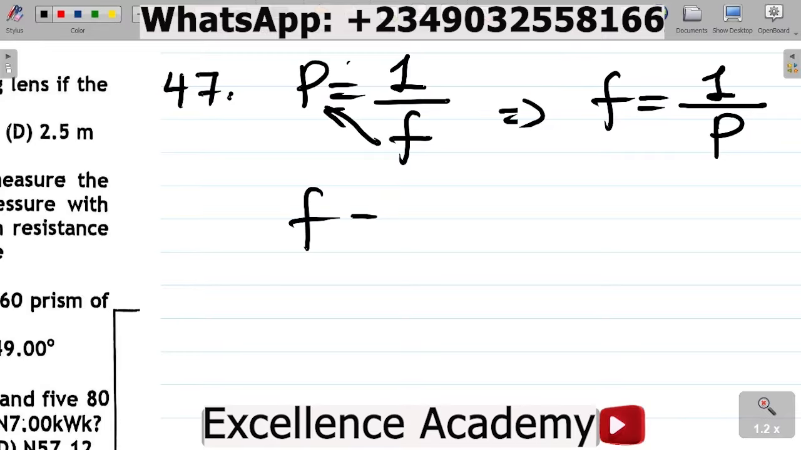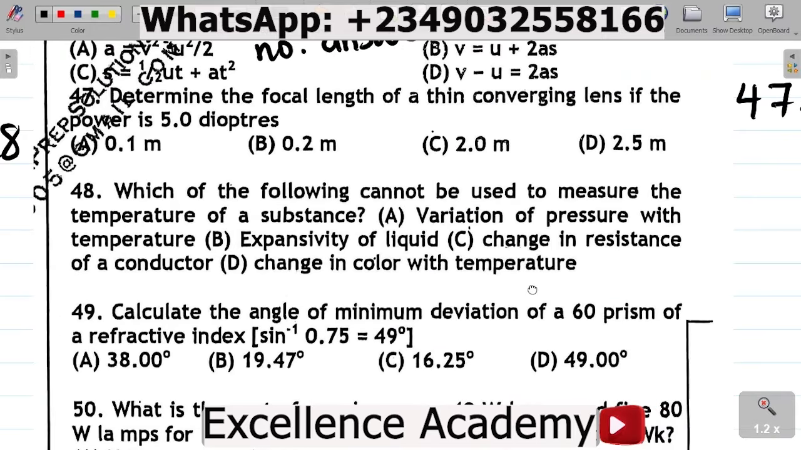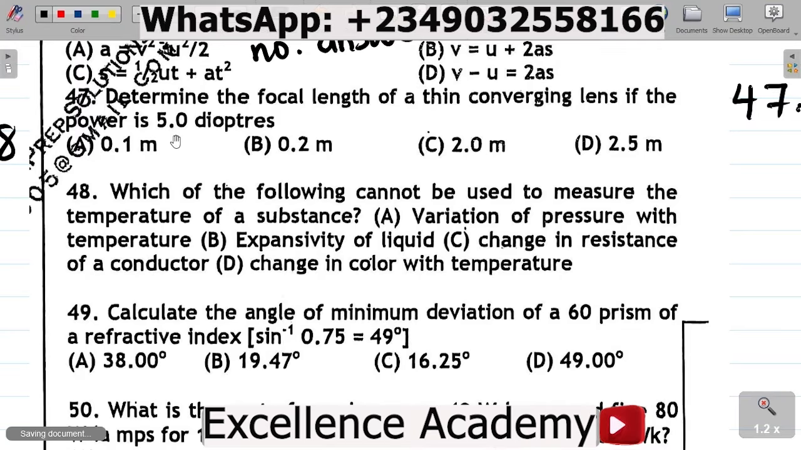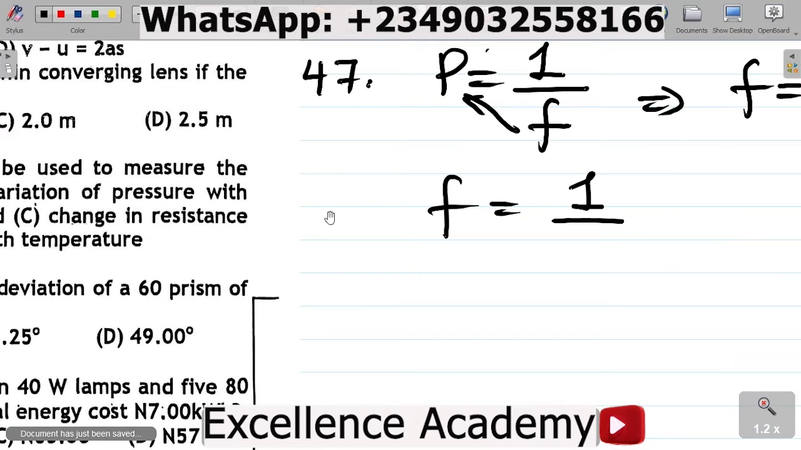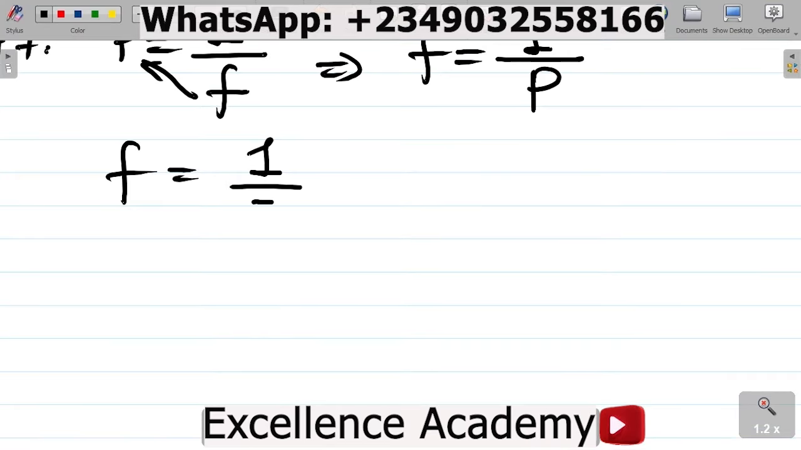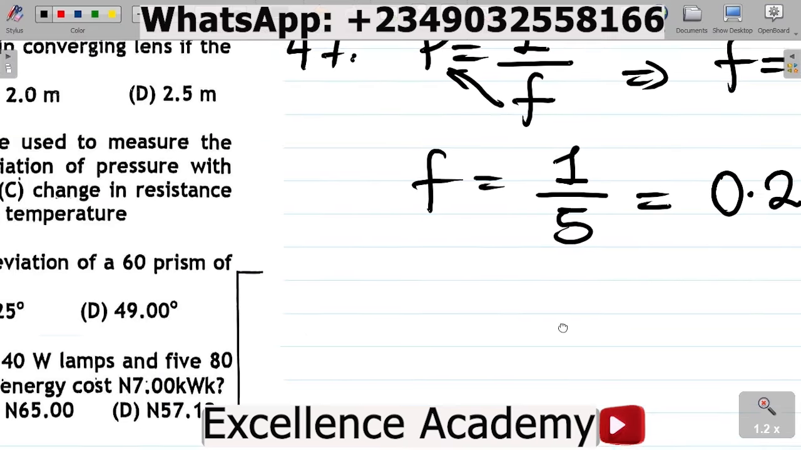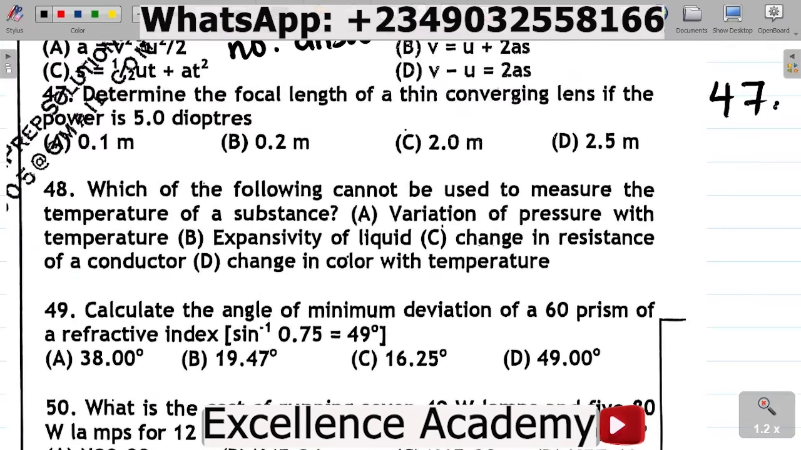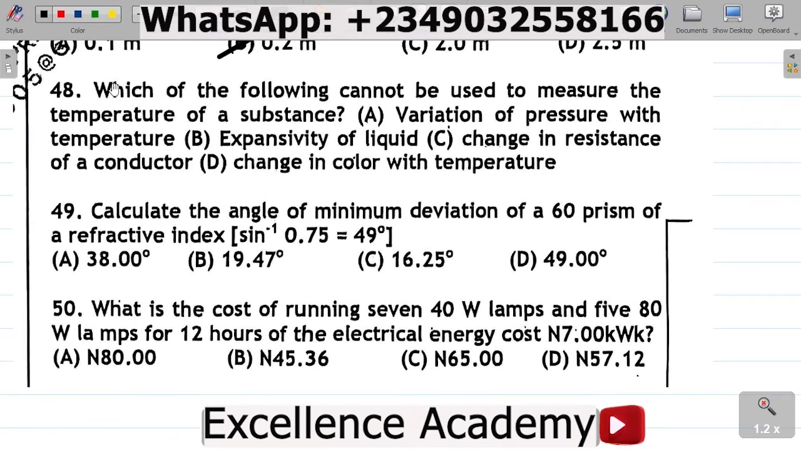In essence, the focal length is equal to 1 over the value of the power of the lens, which is 5 diopter. So P is 5, as we're given. So 1 over P, which is 5. I'll get my calculator and punch 1 over 5. You have your answer as 0.2. Focal length is in meters. So the answer is 0.2 meters. Looking at the options there, you have B, 0.2 meters. So that's your answer. Next up, question 48.